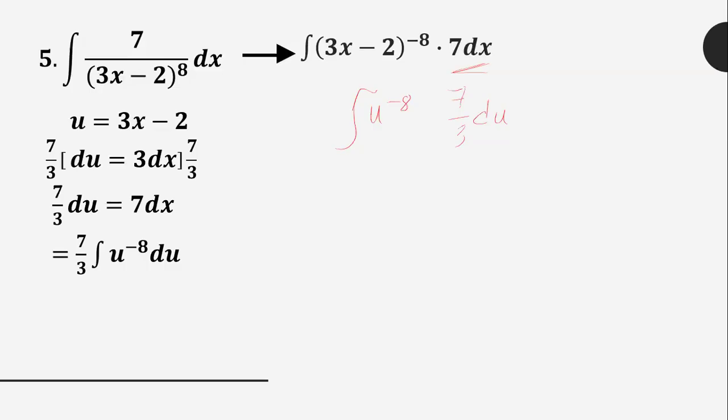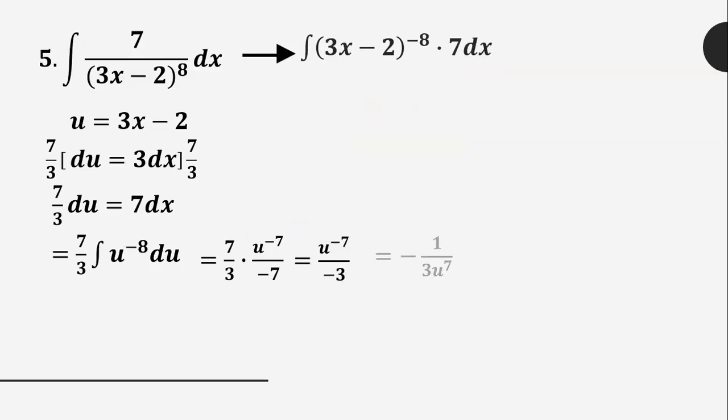Next, we add 1 to negative 8. So that becomes negative 8 plus 1 over negative 8 plus 1, which is negative 7. So 7/3 times u raised to negative 7 over negative 7. Obviously, we can cancel 7 and 7. So what will remain is a negative 1/3. But we will put u raised to negative 7 in the denominator. So that becomes negative 1 over 3 u raised to 7, with the entire fraction getting the negative sign.